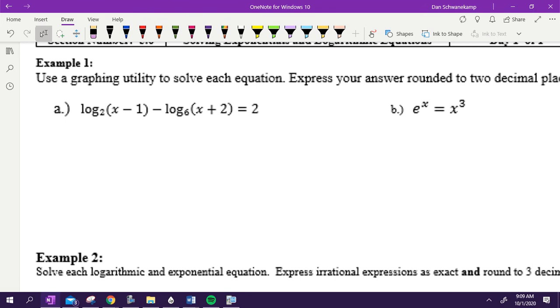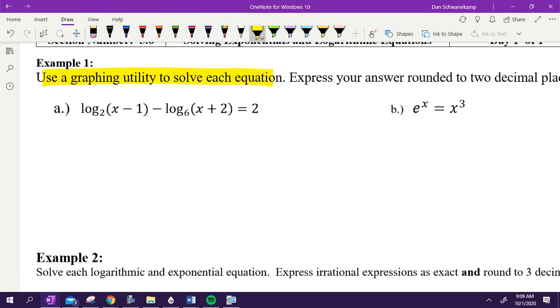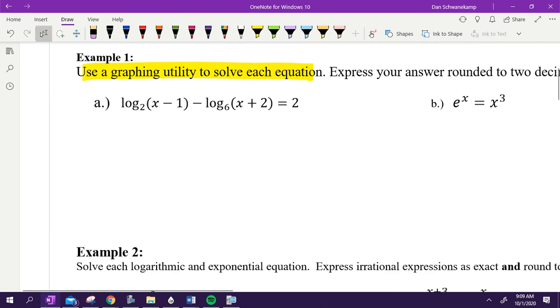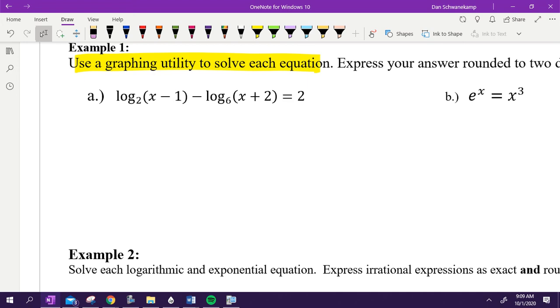All right, use a graphing utility to solve each equation. Express your answer as a rounded decimal. So looking at letter A, we don't want to solve letter A algebraically. The main reason for that is I've got a log base 2 and a log base 6. I can't condense it. If I could condense it, I'd be all right, but I really can't. If I want to calculate this thing, I can do it in my calculator.